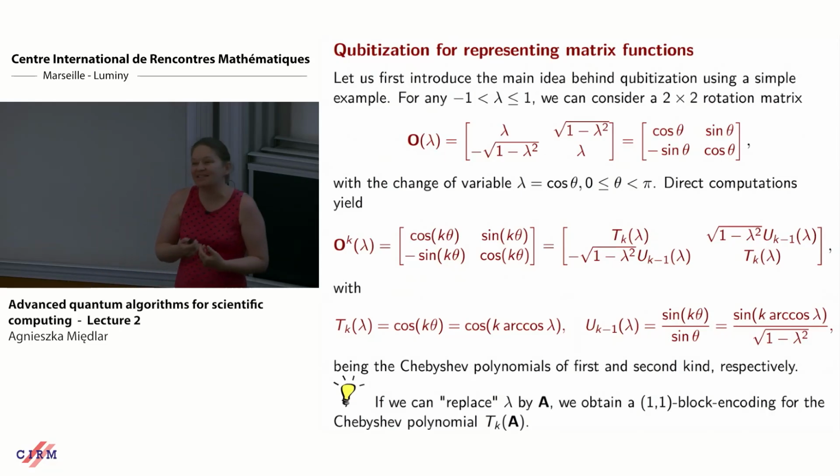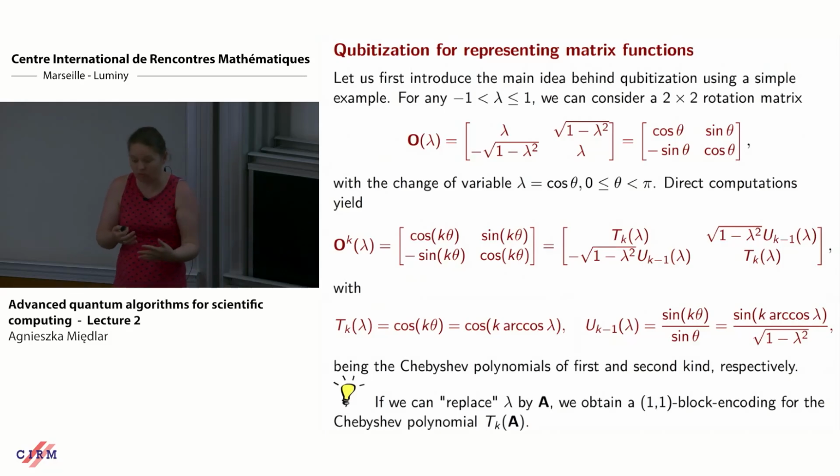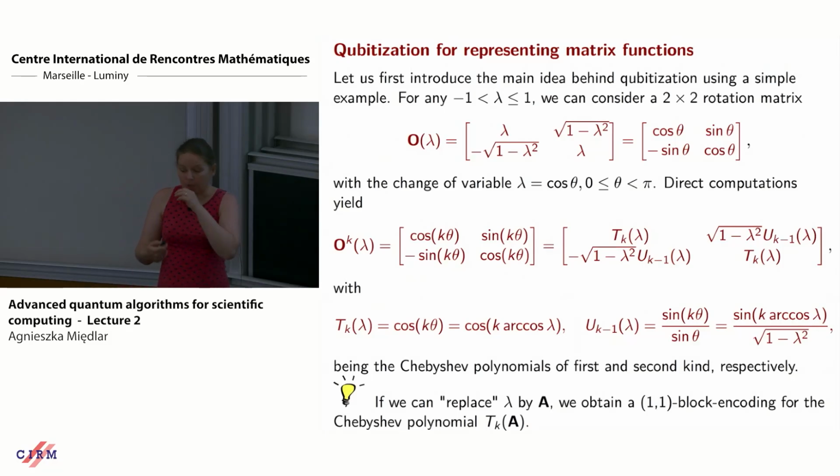So qubitization is an idea of representing matrix functions. How we can take the idea of a matrix function and move it into the quantum world. And in particular, because of many applications and the context of Krylov subspace methods later, we will be very interested in a very particular matrix function. We will be interested in evaluating polynomials, and not any polynomials at this point, Chebyshev polynomials.